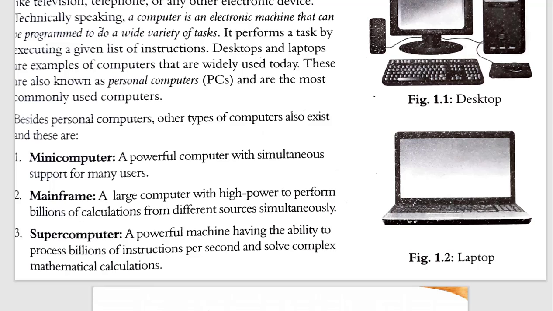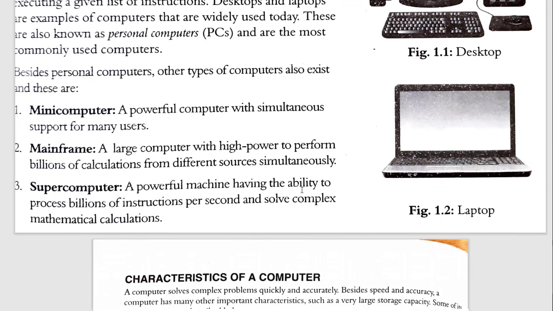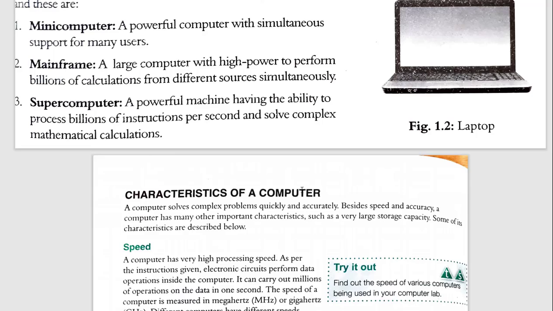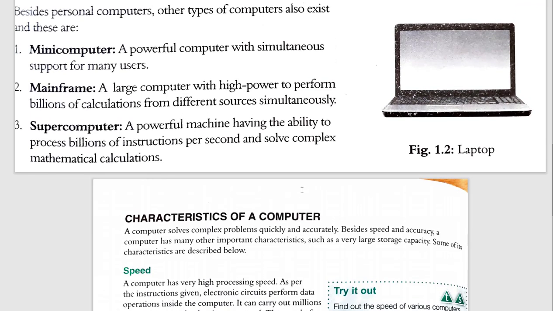Okay, we use computers every day, right? You have your personal computers, the normal computer which we have at our home, and you can see this laptop over here, right? Besides these, there are some other computers. Let's discuss. One is a mini computer, which is the lowest level of that hierarchy. It's just a normal laptop or a PC, right? You can call it a mini computer, right? You can see the definition over here. The powerful computer with simultaneous support for many users. All right, it's just a general or a normal type of a computer.